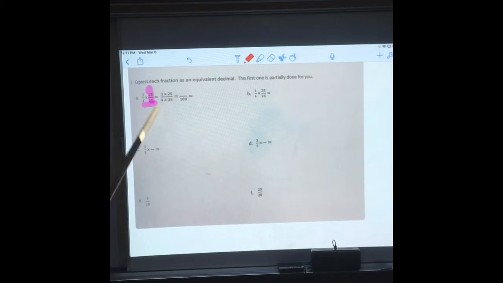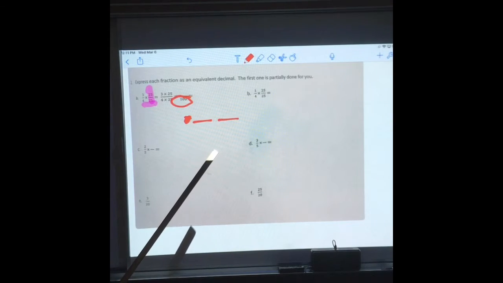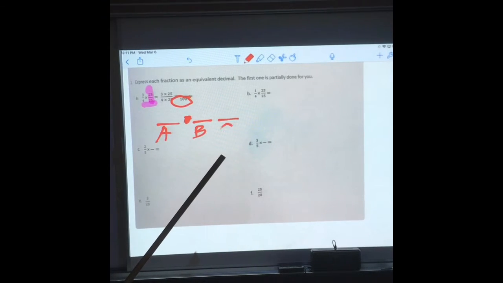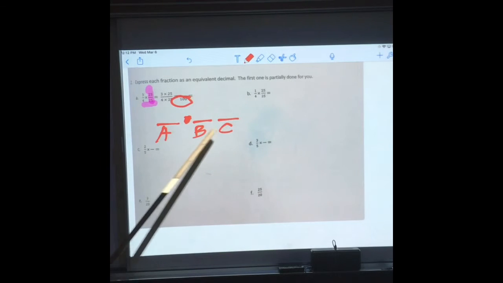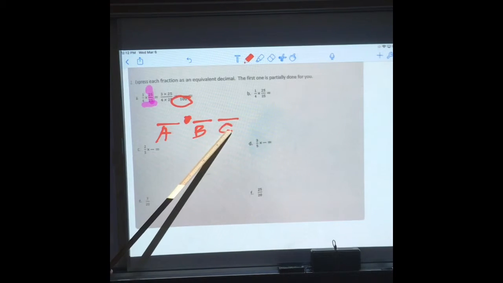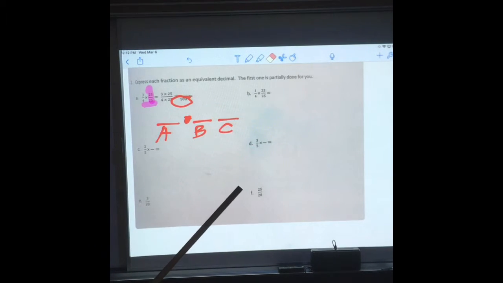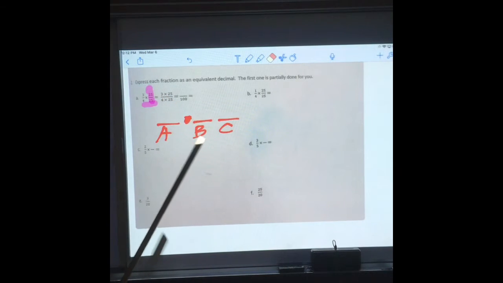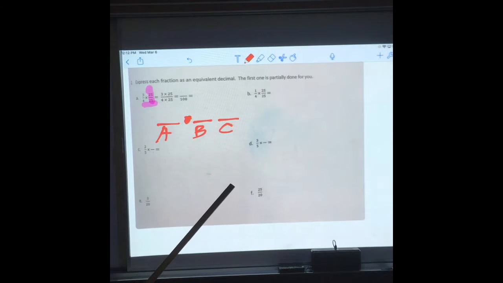So they multiplied it by 25. Why did they multiply it by 25? They need to get 100 on the bottom, because which place is the hundreds place? Let's call this A, let's call this B, let's call this C. Which one is the 100 place? C. C, you're right. So let's go ahead and do 3 times 25. What are 3/4? 3/4 is what? How many cents? 75 cents.